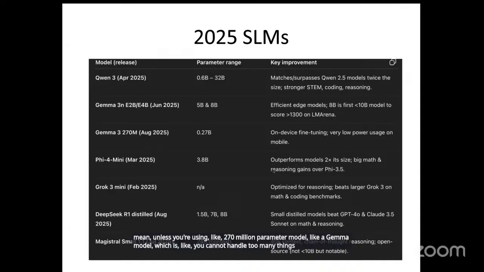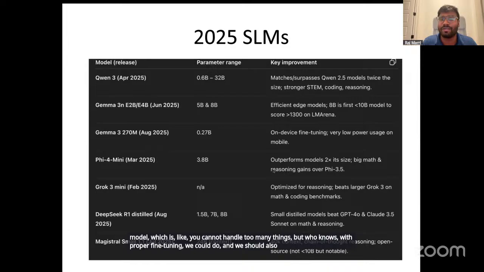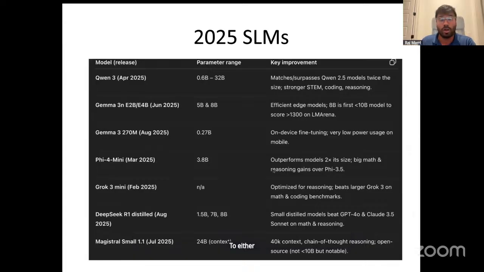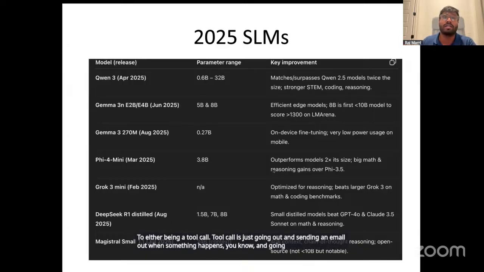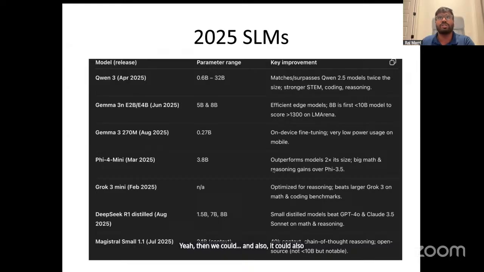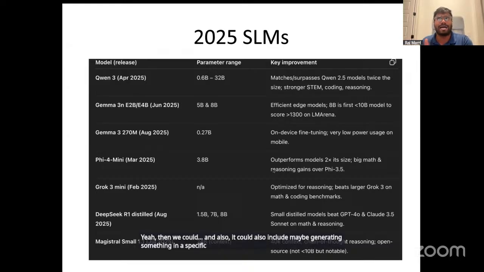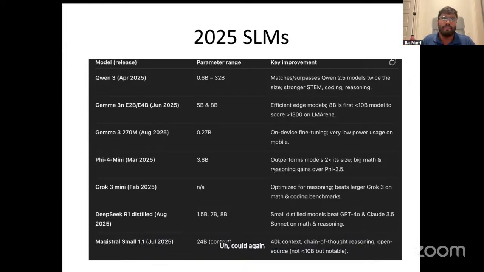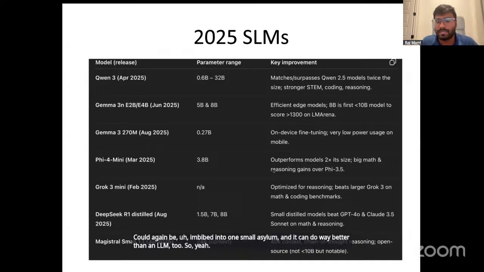But with proper fine-tuning we could do it, and we should also know the task at hand, because we are making these models domain experts. We're giving them proper data and specifically fine-tuning them to do well at a tool call. A tool call is just going out and sending an email when something happens, or doing function calling. If it can do a great tool call job with high accuracy, and also generate something in a specific style, all these tasks could be imbibed into one small SLM, and it can do way better than an LLM too. That's a trade-off that we could have.